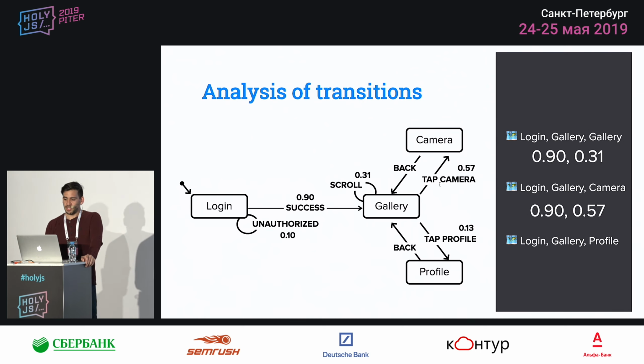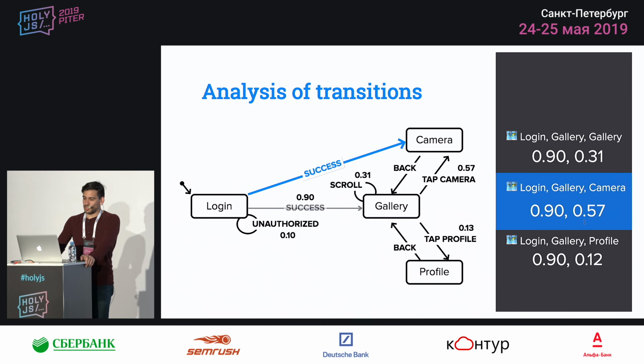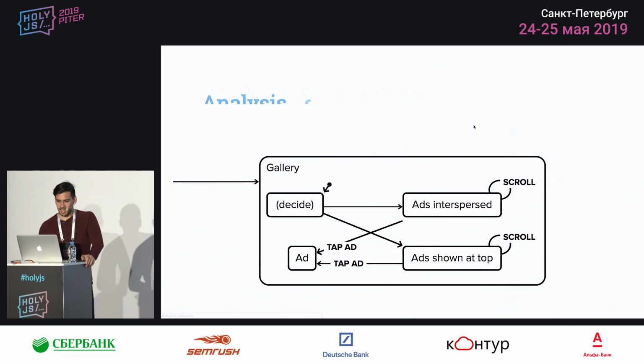But going from gallery to camera, we see that users are more likely to navigate away from the gallery page and directly to the camera page. And then, of course, the profile page is the least likely. What we could do with this information is we could see that since users are more likely to go to the camera page, we could instead adapt this transition to go from login to camera instead of login to success.